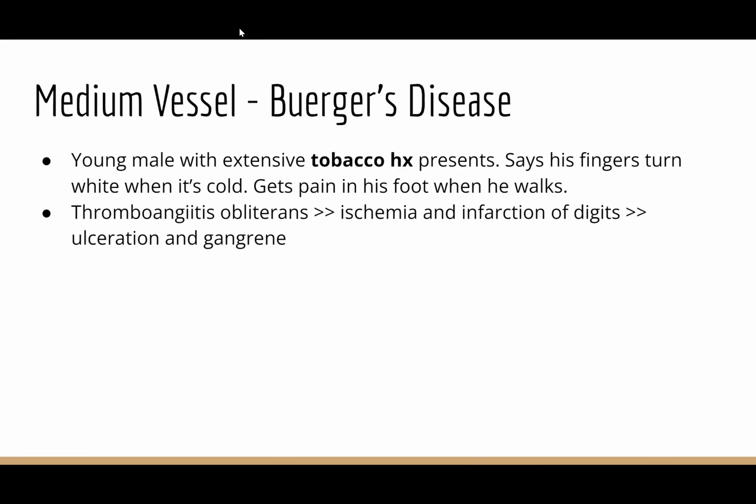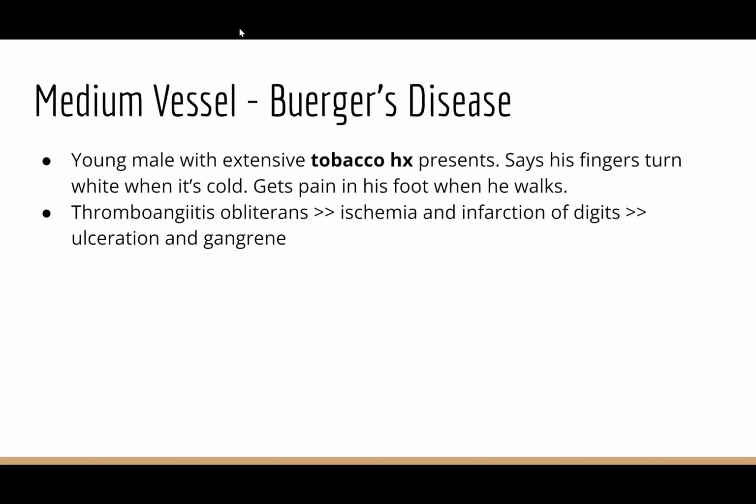Buerger's disease, I remember they did one of these in one of the clinical skills small groups. So young male, extensive tobacco history. Tobacco is the biggest thing here. I think they call it hypersensitivity to tobacco or something along those lines, but tobacco is the main risk factor here. So they're going to come in with classic Raynaud's, so the fingers turn white when it gets cold. And then pain in the foot. So that's another claudication, pain in the foot when you walk.